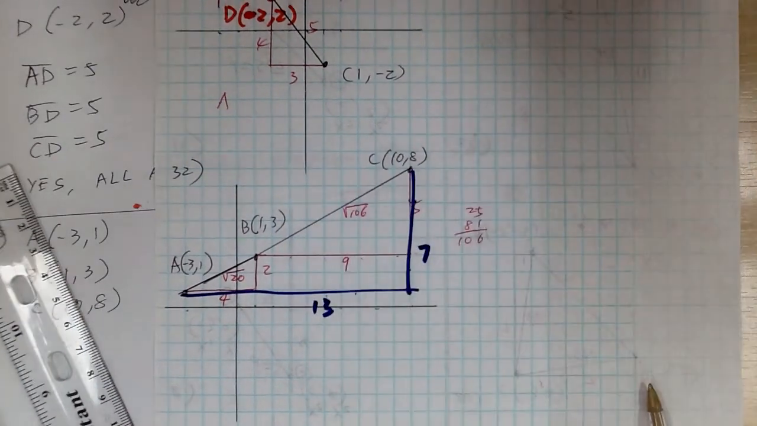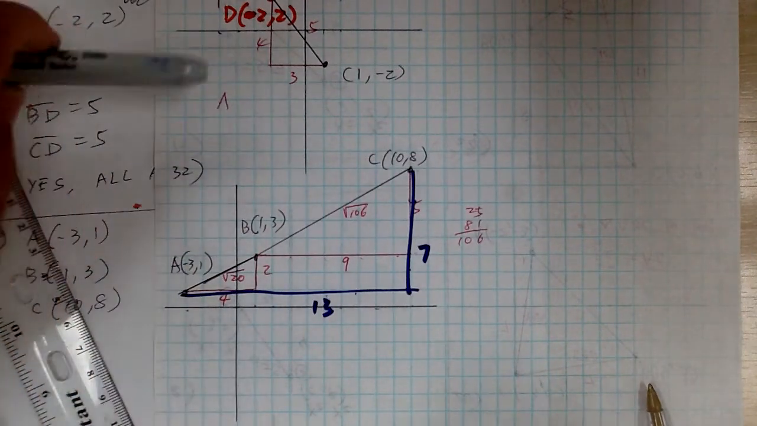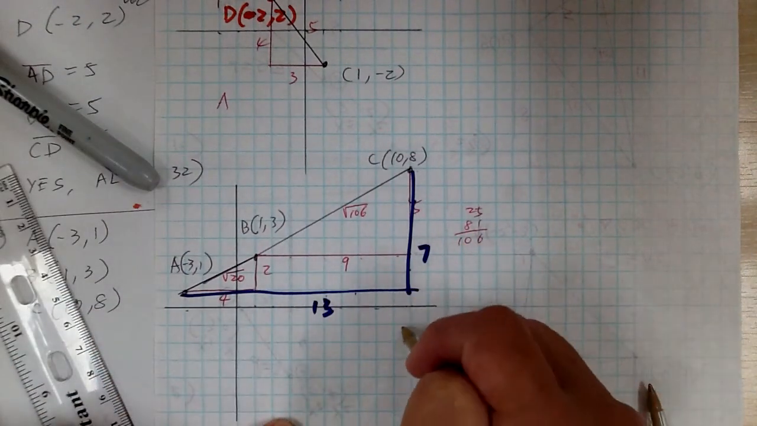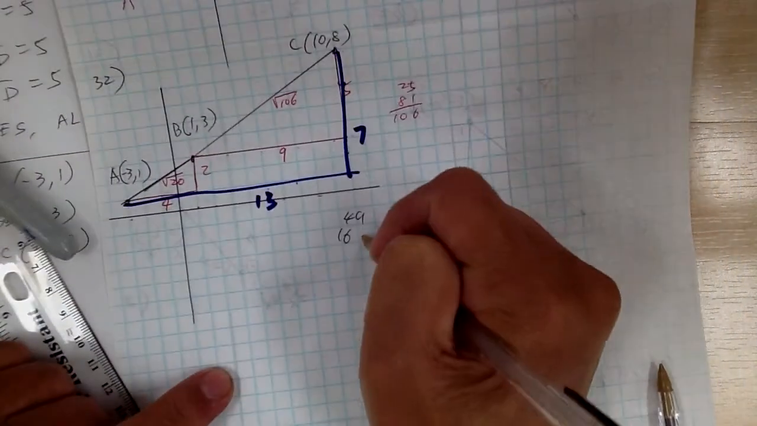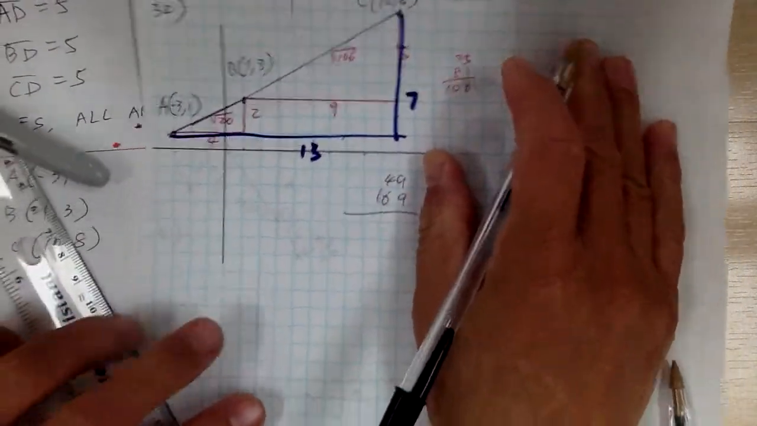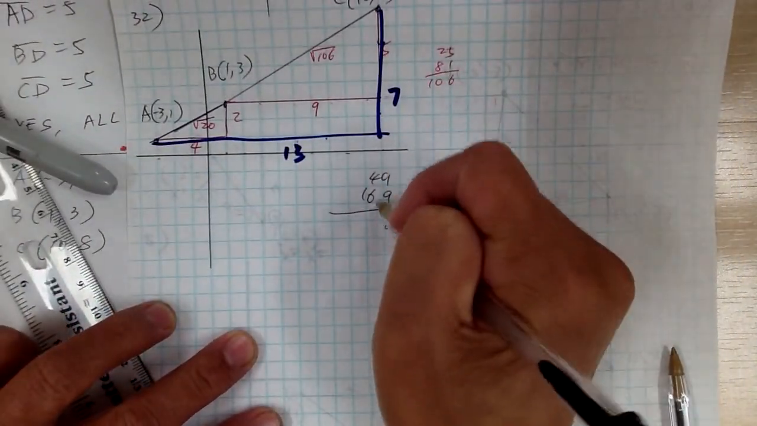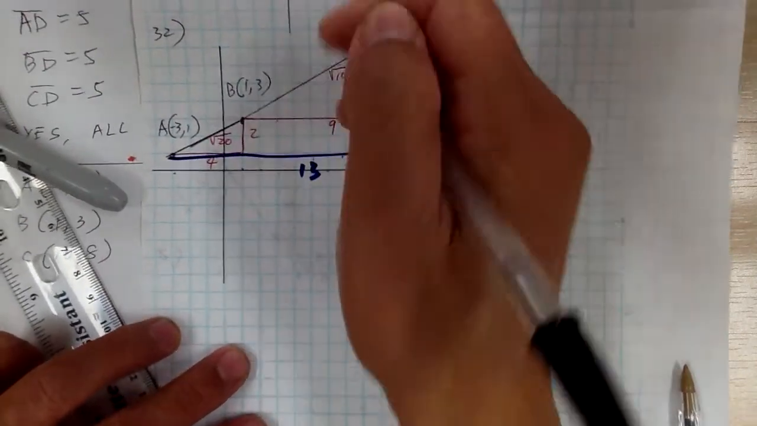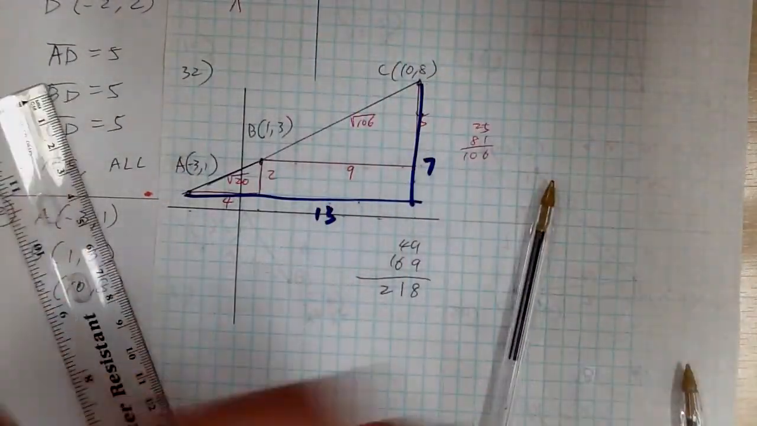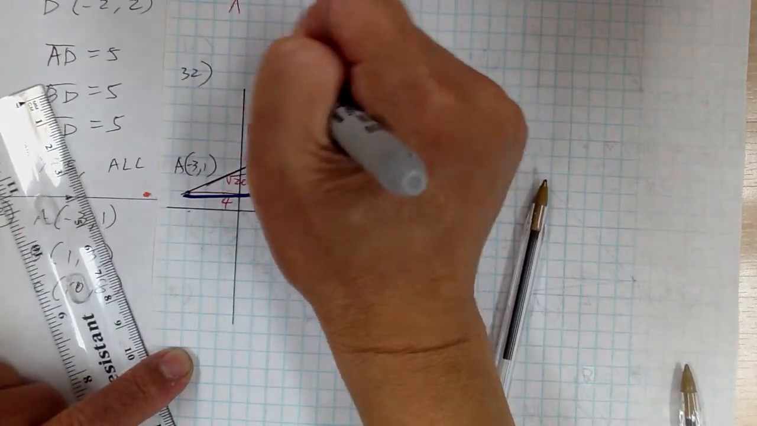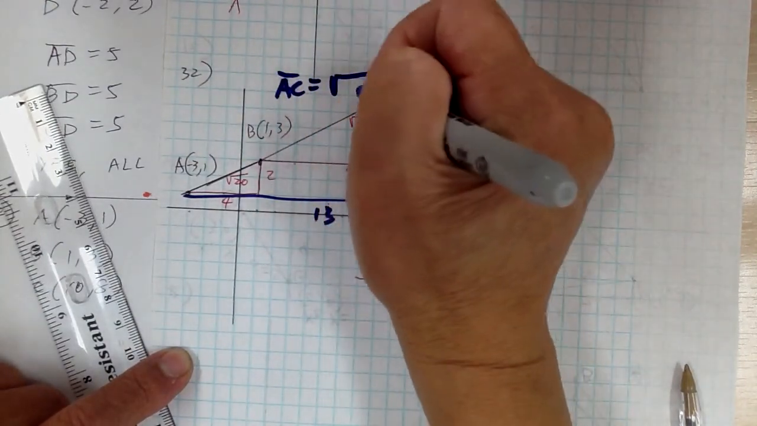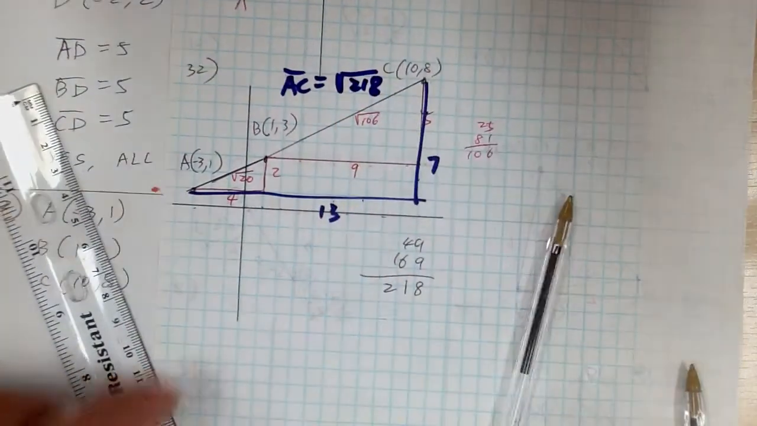So this is 7. Okay, so again, if you use Pythagorean theorem, you're going to get 49 plus 169, which is 218. So AC will equal the square root of 218.